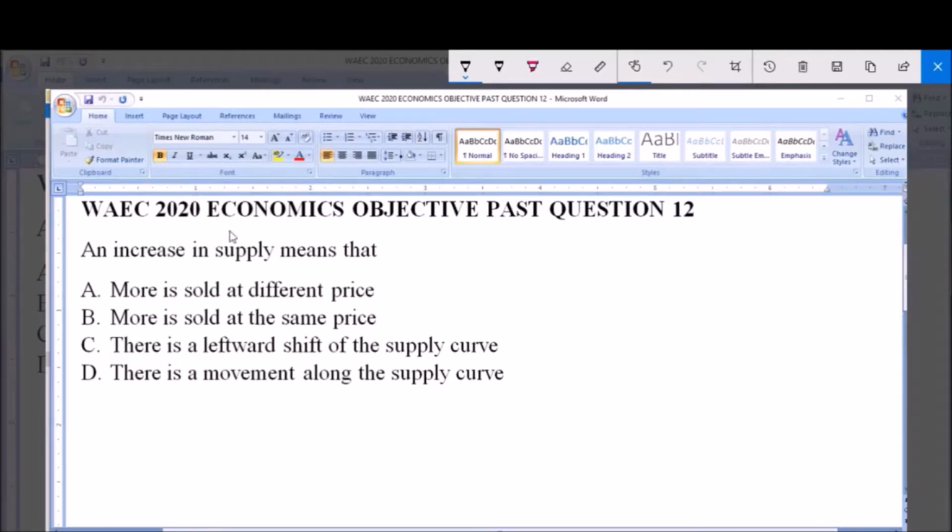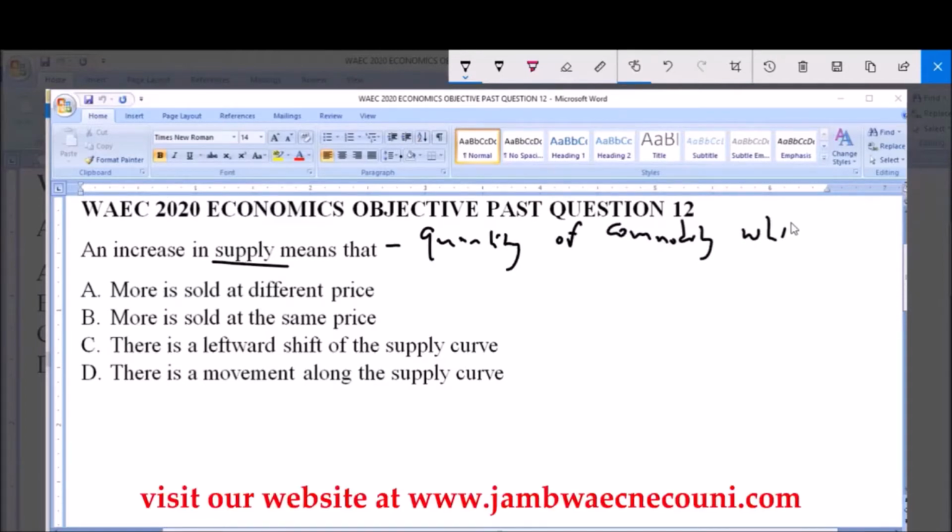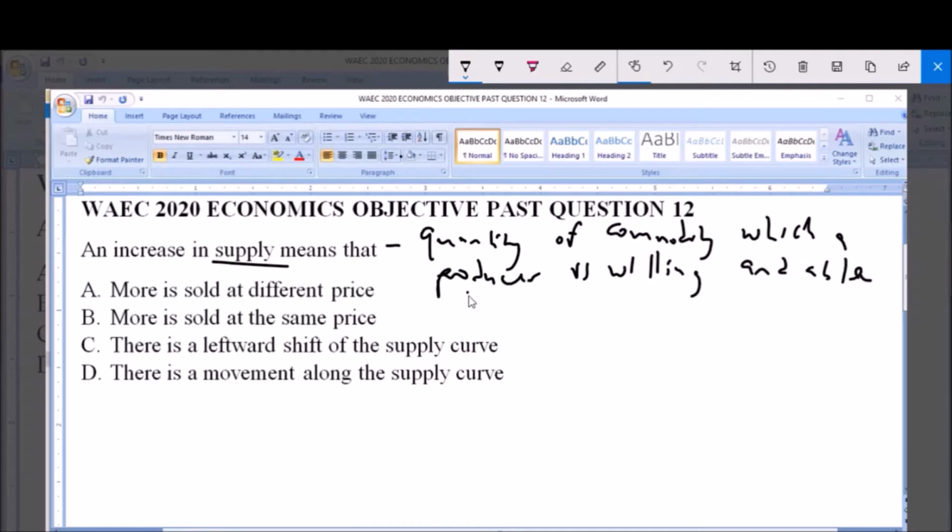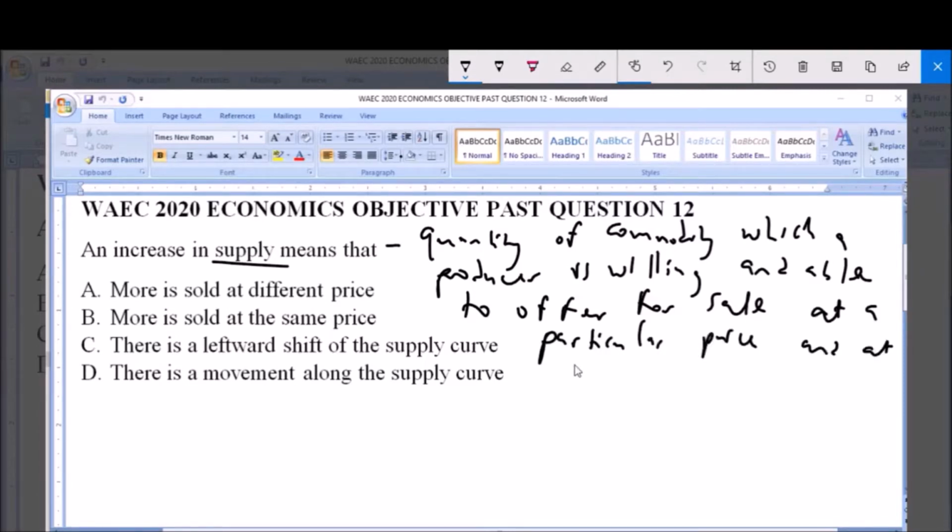Now, the concept of supply refers to the quantity of a commodity which a producer is willing and able to offer for sale at a particular price and at a particular period of time.